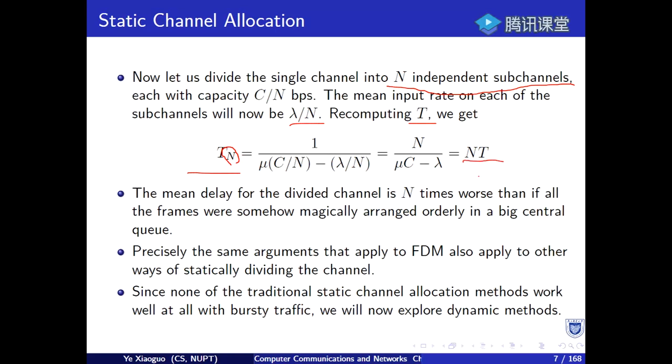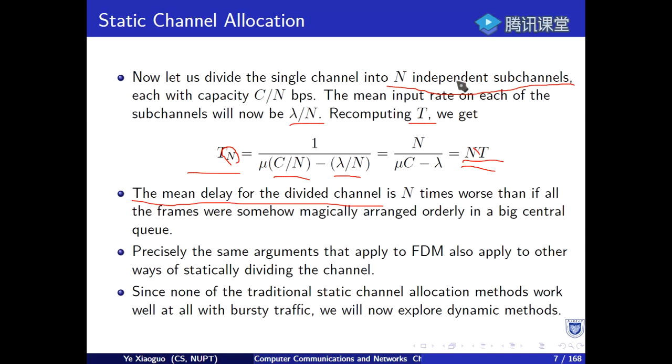So here Tm equals n times T, right? That means the mean delay for the divided channel is n times worse than if all the frames are somehow magically arranged orderly in a big central queue.